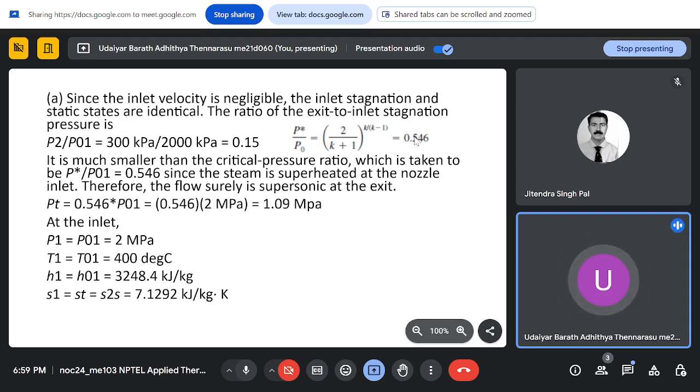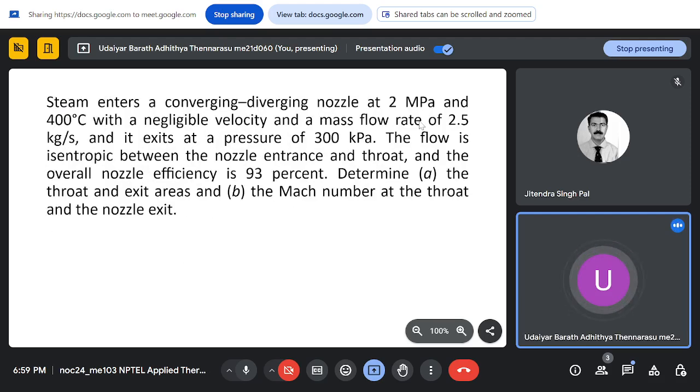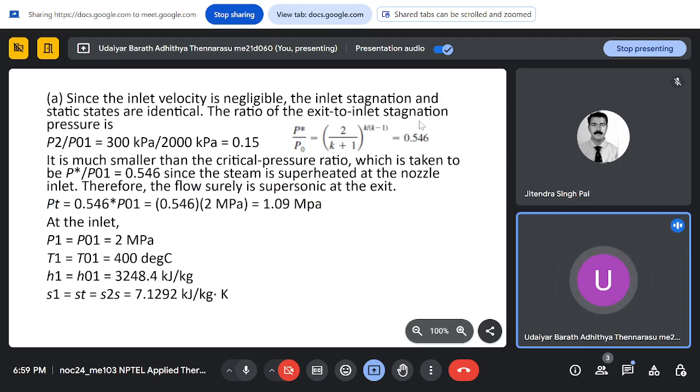So if you have a converging-diverging nozzle, which is given in our problem, at the throat you will have a sonic velocity, and that pressure ratio is what is given as 0.546. My pressure ratio is much smaller than 0.546, so there is again a reduction in pressure, which will increase the velocity. In the diverging nozzle there is again a gain in velocity, and it goes to a supersonic condition. So my exit will for sure be in a supersonic state.